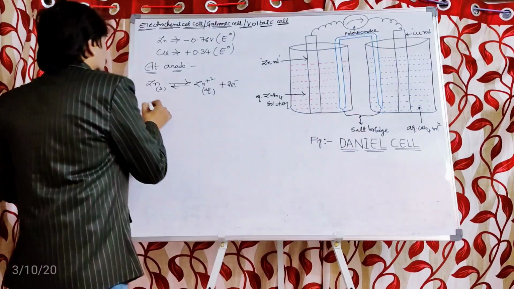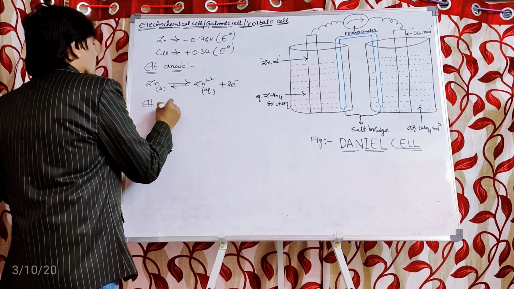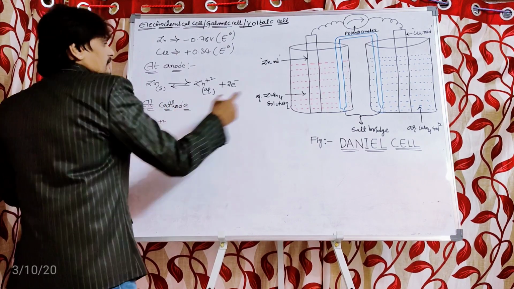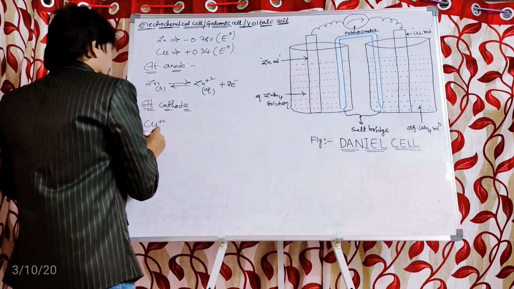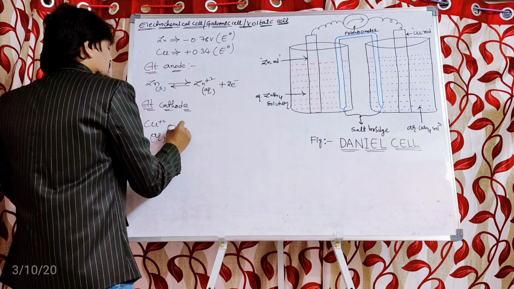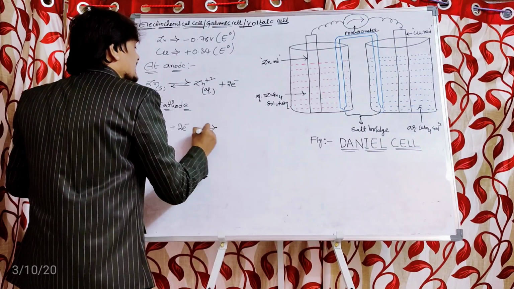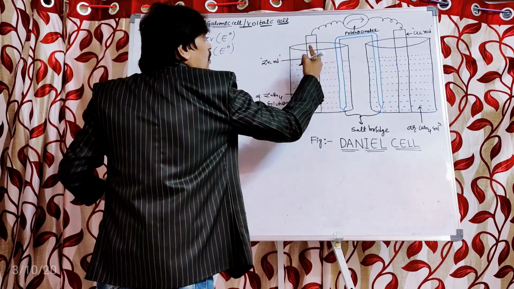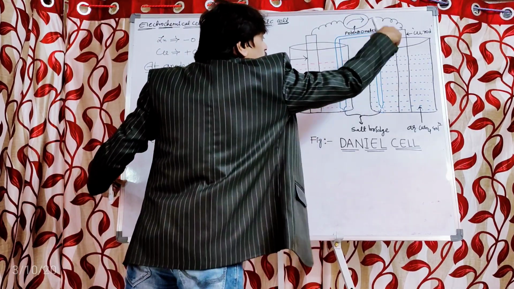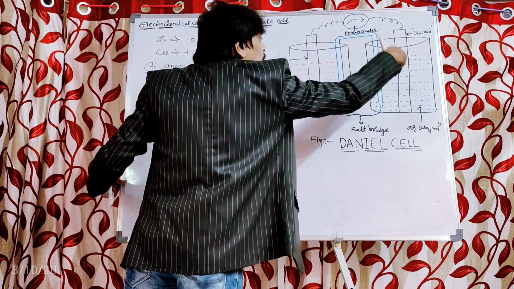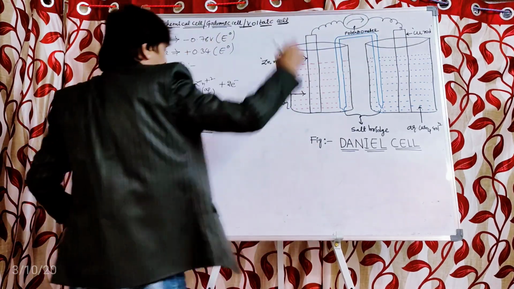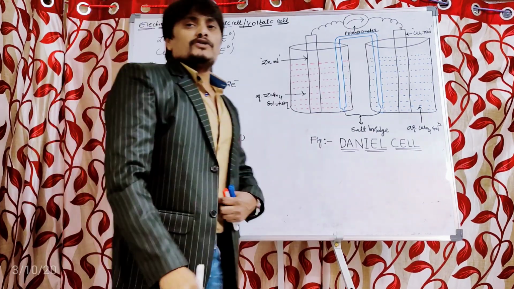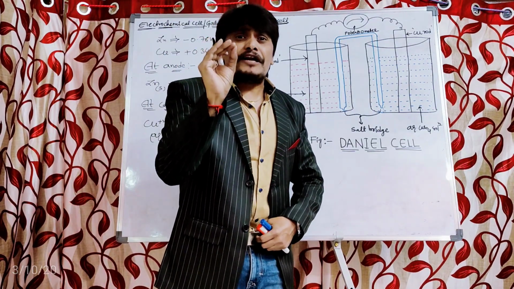Now, at cathode, what happens is Cu plus 2 ions, which are present in the aqueous copper sulfate solution, gain the 2 electrons which have entered into its solution, because the 2 electrons lost by the zinc upon oxidation have entered into the copper sulfate solution comprised of Cu plus 2 ions via the metallic wire, and get reduced to copper solid. And this reaction is spontaneous.